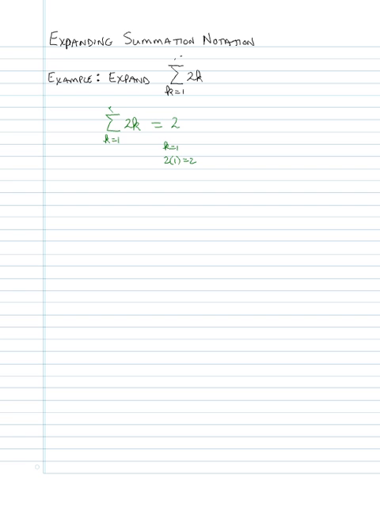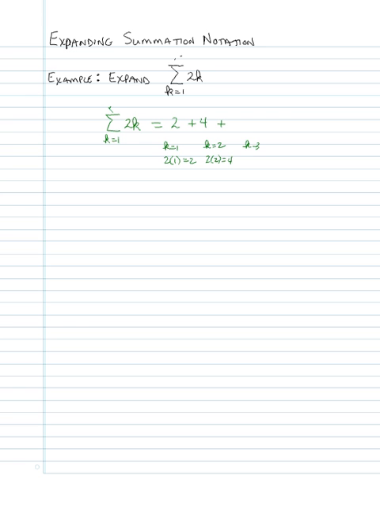Okay, now we're going to add to that what we get when we replace K with 2. We're starting with 1 and we're going up to 5. So when K is 2, 2 times K is 2 times 2, or 4. So here we're adding a 4. Now we change our K to 3. We increment by 1 is what we call that.